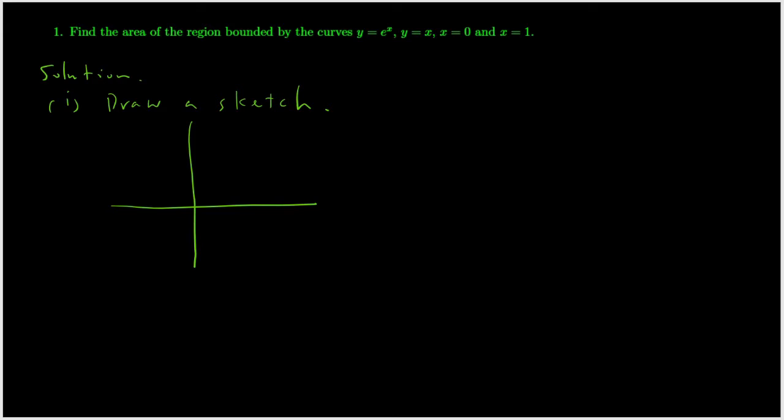On the rectangular coordinate system, we know the graph of e to the power of x, right? Now let's say that's point 1 on the y-axis. The graph of e to the power of x is in that shape. The graph of y equals x is a straight line. We all know the shape of that graph, something like this.